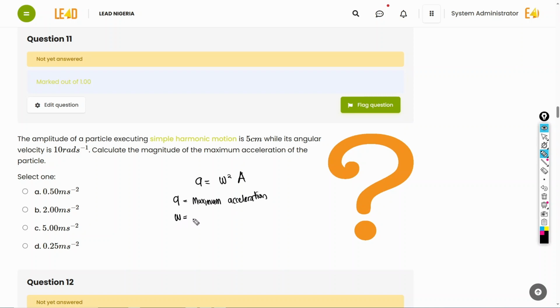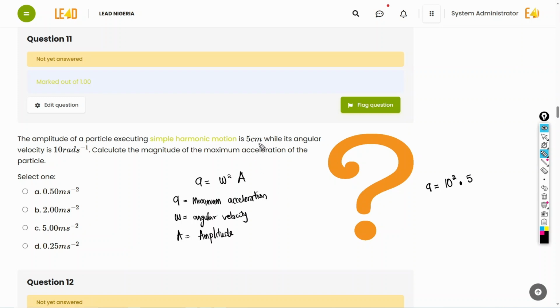Omega is your angular velocity, sometimes referred to as angular frequency, and A is your amplitude. So we can just substitute, right? We have a, which is what you're looking for, is going to be equal to omega squared. That'll be 10 squared times your amplitude, which is 5. All right, so that's 5.